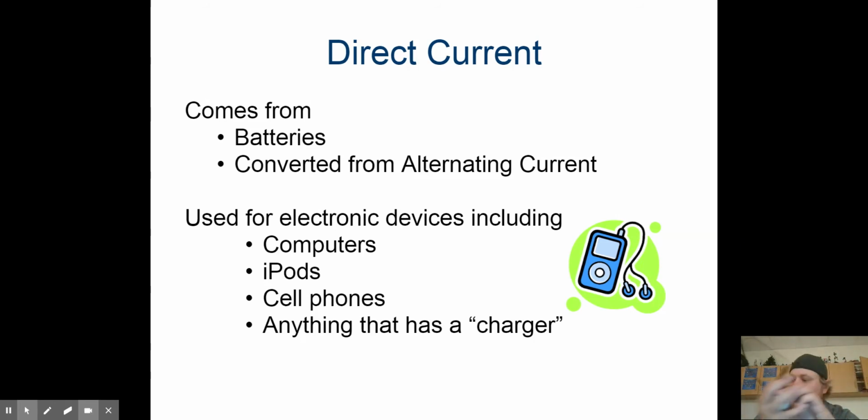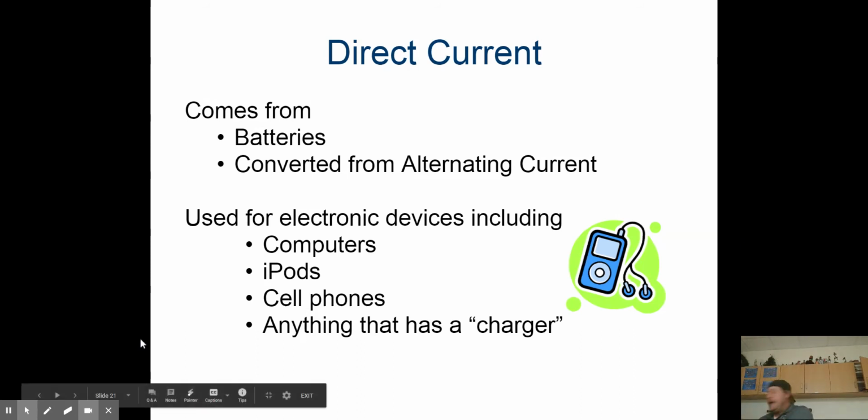I know, iPod, way old. Different things like that. I'm guessing most of you have never owned an iPod, but we can call it an iPhone. Anything that has a charger ends up having something like this, okay?